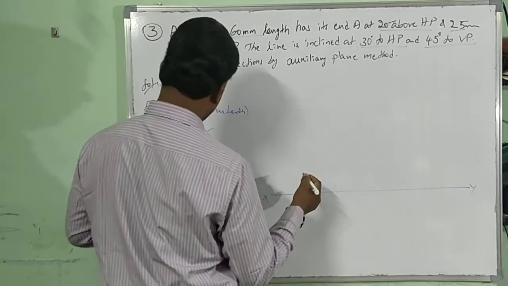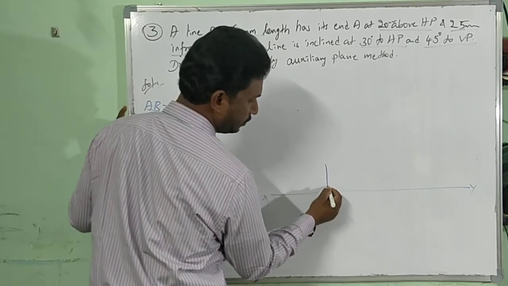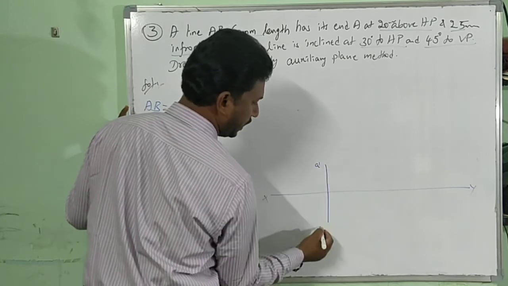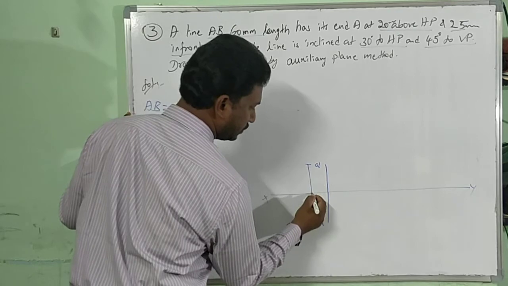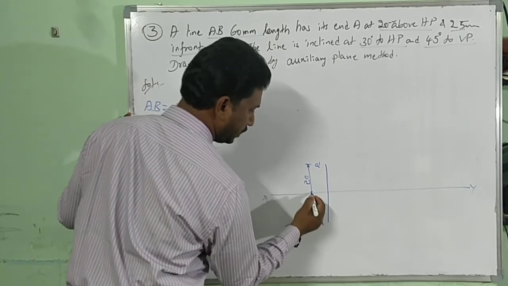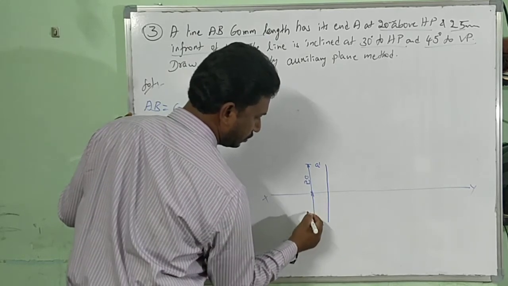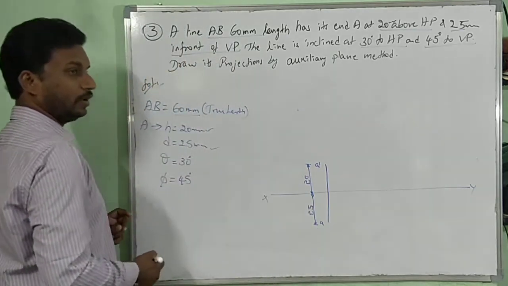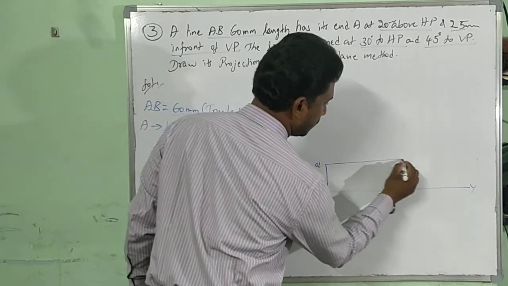Line is parallel to both the planes, with 60 mm length, height 20 mm and distance 25 mm. A dash, A. In the views the dimensions are 20 and 25. Line parallel, what is the length? 60 mm. So I am drawing 60 mm length.